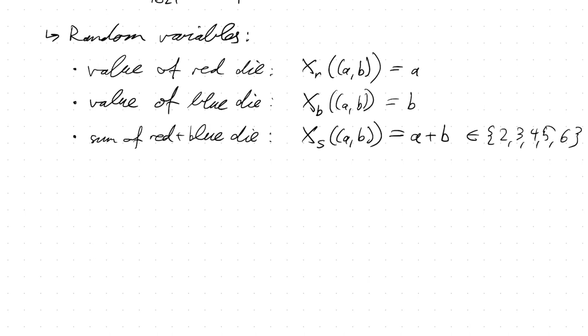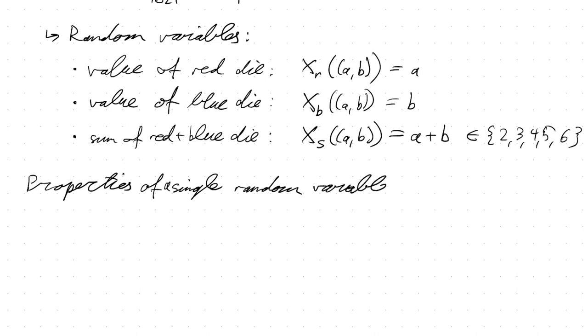So let's first cover the easy part: properties of a single random variable. And here the most important property that we will define is the expectation value.